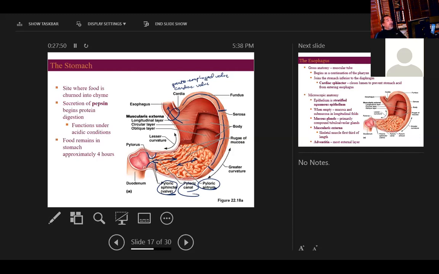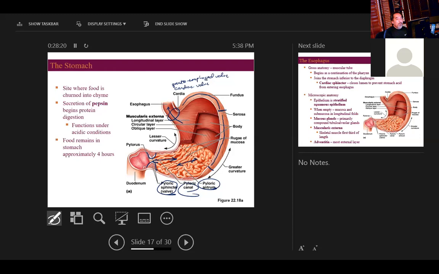Okay, so we now notice that there's a valve above and a valve below. Because remember, the acid in your stomach produces a very acidic environment. It's not going to be favorable for the walls of the esophagus and the duodenum. So that's the reason why we have two valves there, to prevent exposing the esophagus and duodenum to the acidity.